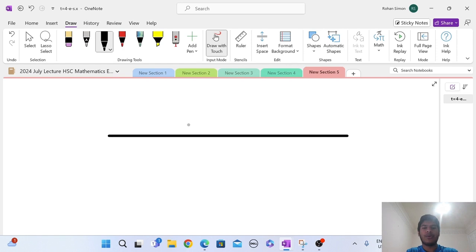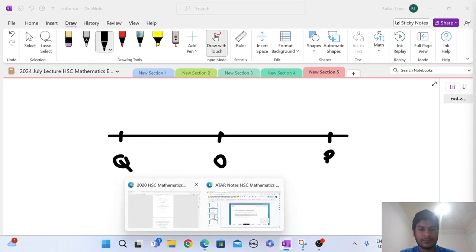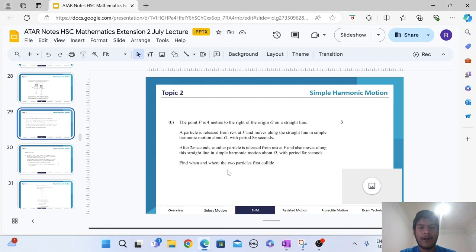This is our line about which the oscillation occurs. This is O, the center of motion. This is P, and this we're going to call Q. This is our other extreme. The question says a particle is released from rest at P and moves along the straight line in simple harmonic motion.